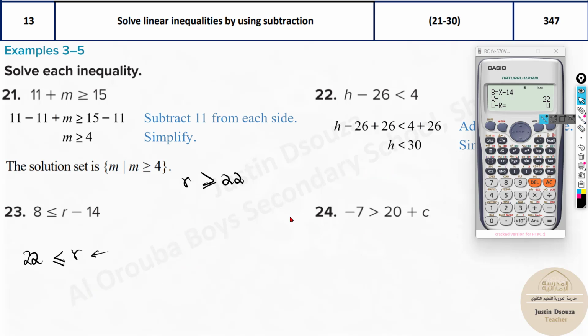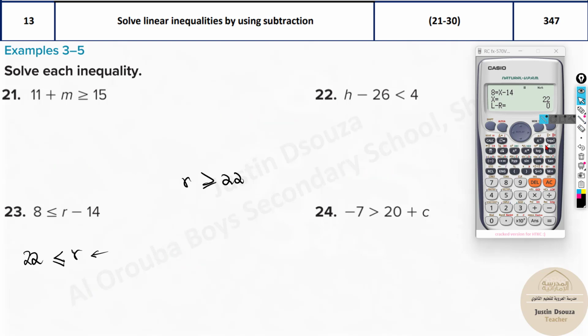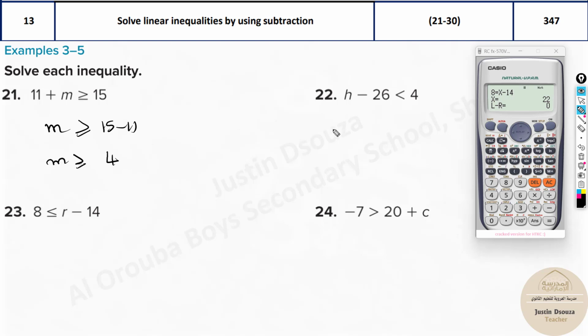Otherwise, let me just show you how simple it is to solve them. You do not even need to use the calculator because they are just one-step equations, isn't it? Leave the variable over here on the left side itself, greater than or equal to. This 11 goes to the other side, basically subtract 11 on both sides, 15 minus 11. So m is greater than or equal to positive 4.